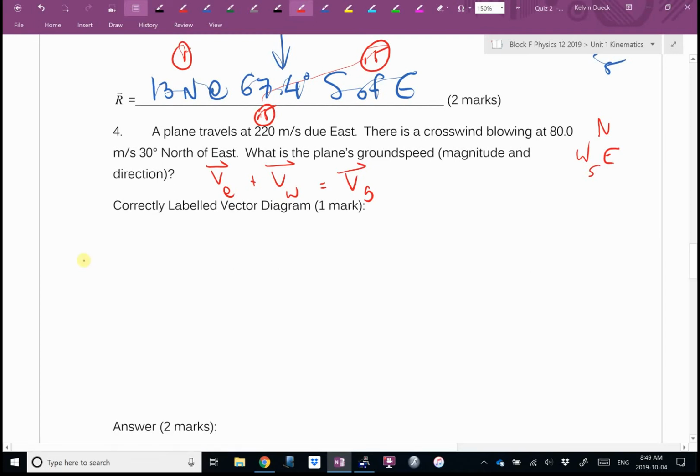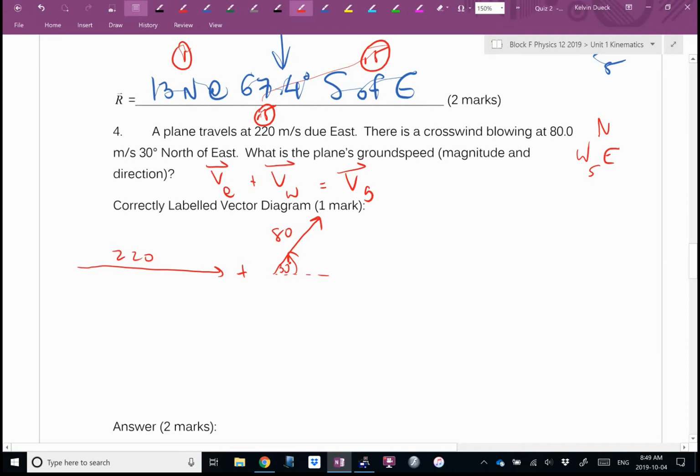East, 220, plus 80 meters per second, 30 degrees north of east. North of what? East. This is 80. Right there is 30 degrees.